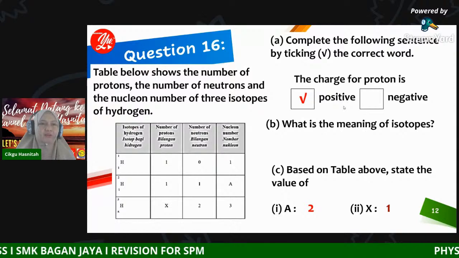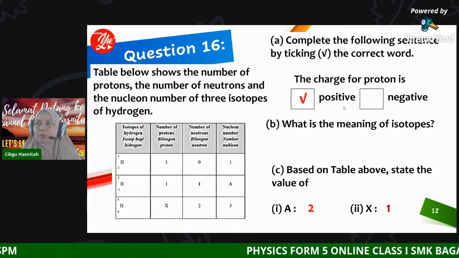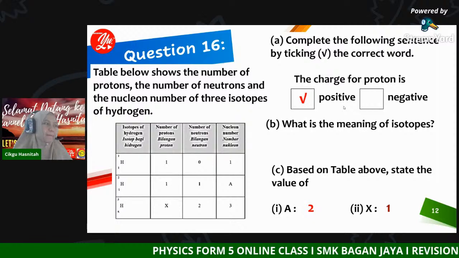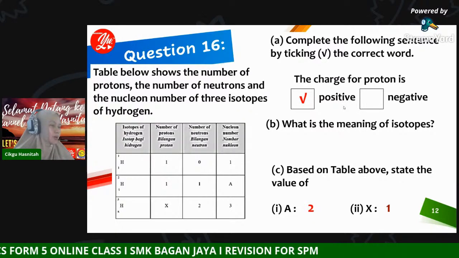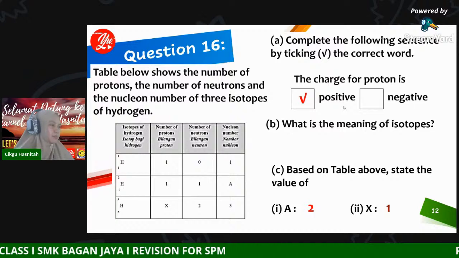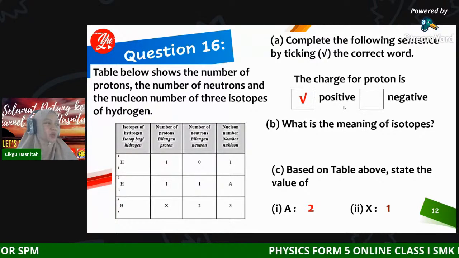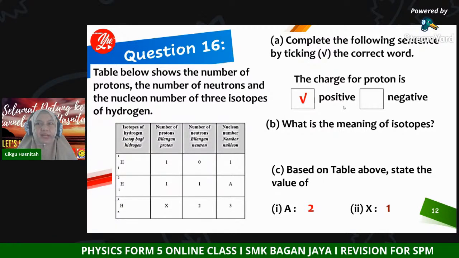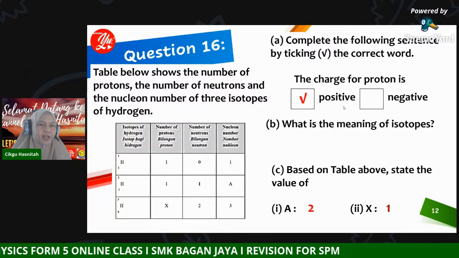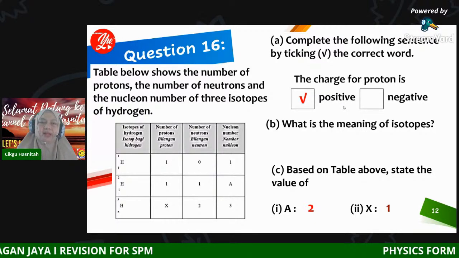What is the meaning of isotopes? You also learn in chemistry. What is the meaning of isotopes? Can you share your answer? What is the meaning of isotopes? Okay, what is the meaning of isotopes? Can you type your answer in the live chat?